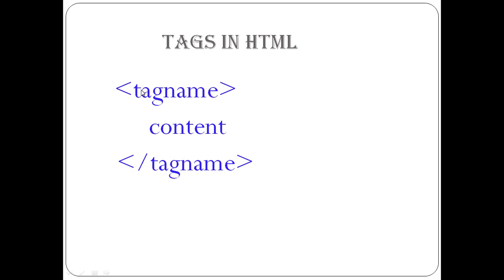The difference between the starting tag and the ending tag is that the starting tag does not have a slash after the angular brace, but the ending tag has a slash after this symbol. Almost all the tags in HTML have ending tags, but there are only a few tags which don't have ending tags. Okay, now I will show you how to create a sample HTML file.